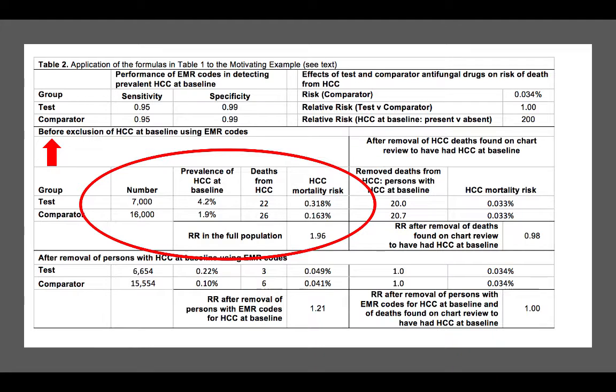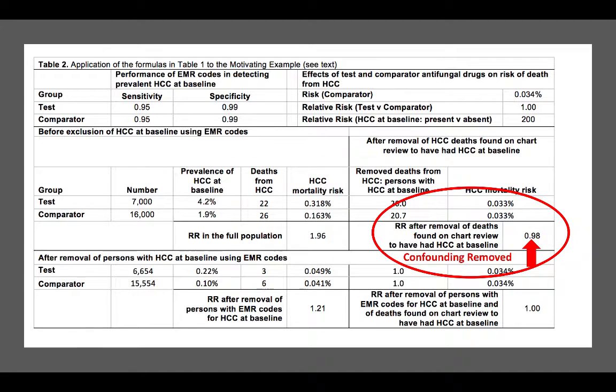First, we looked at population and case counts in the absence of early screening or late exclusions. The crude relative risk of 1.96 indicates substantial confounding. The confounding is essentially gone after selective removal of the ineligible cases that were discovered late in the study.